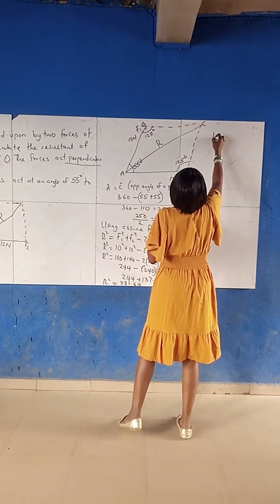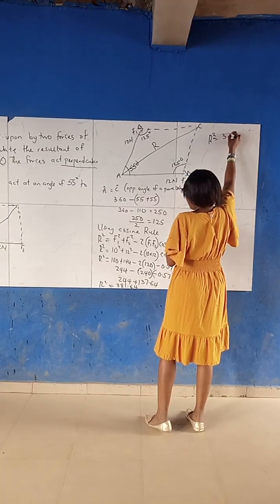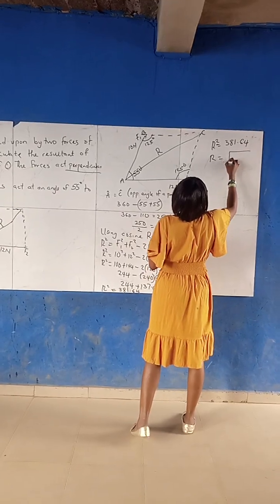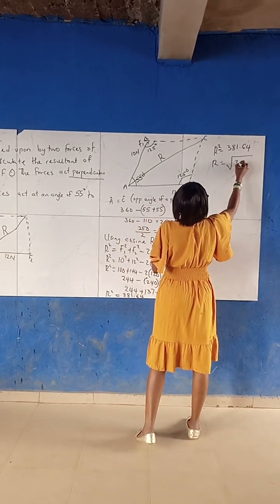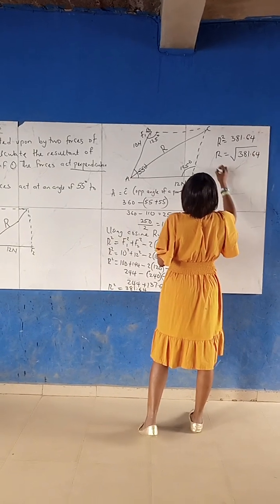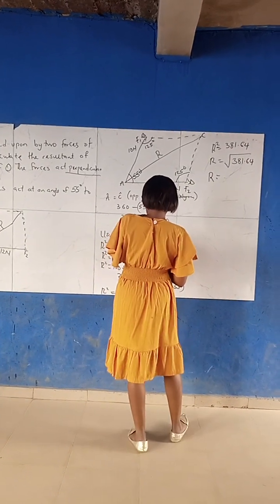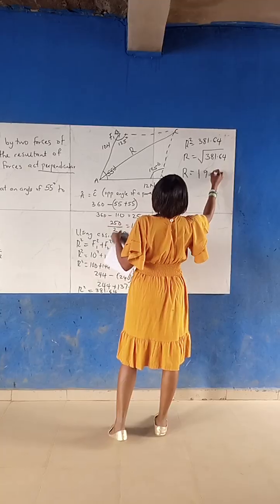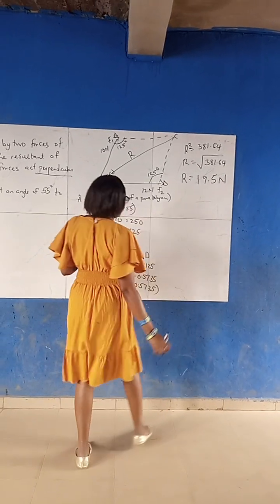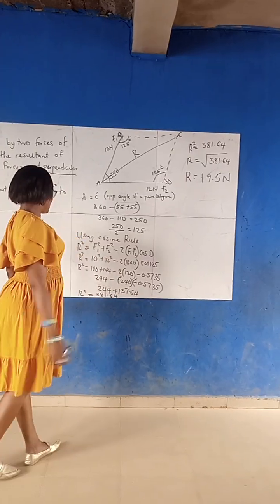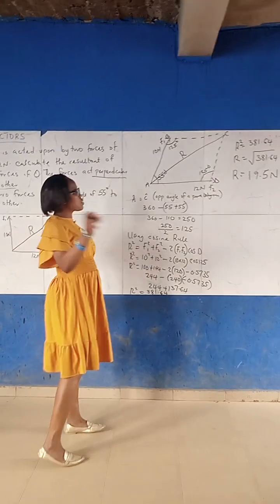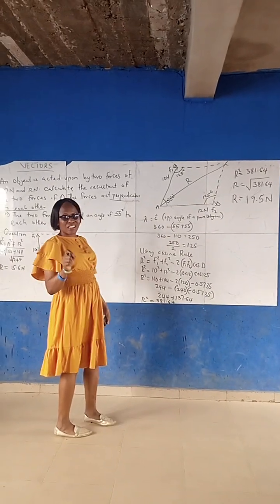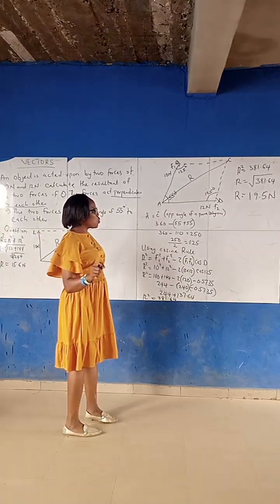So I'm going to find the square root. R is equal to the square root of 381.64. My resultant is going to give me 19.5 Newton. So this is how to get the resultant of these two vectors acting at 55 degrees to one another.